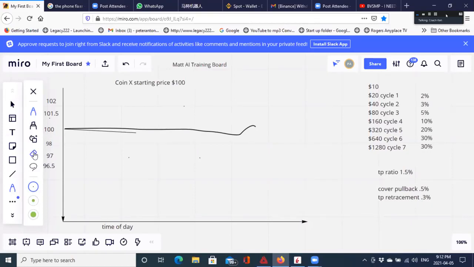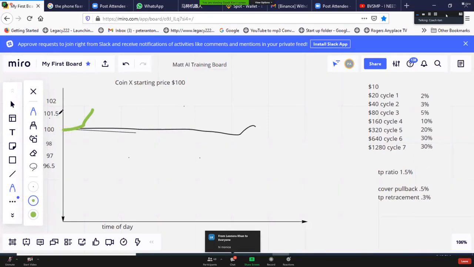And then if the price of this coin goes up 1.5%, as you can see on the bottom right-hand side, you can see that we have something called a take-profit ratio. If it goes up 1.5%, this alerts the bot that a sell is imminent. Okay, it doesn't sell it right away because we have something called a take-profit retracement, which is 0.3%. Doris, you understand that so far, right?